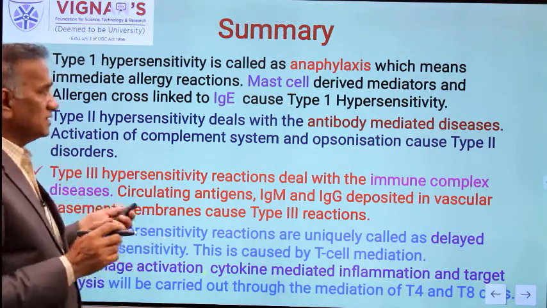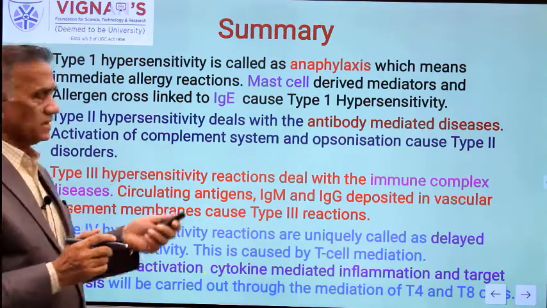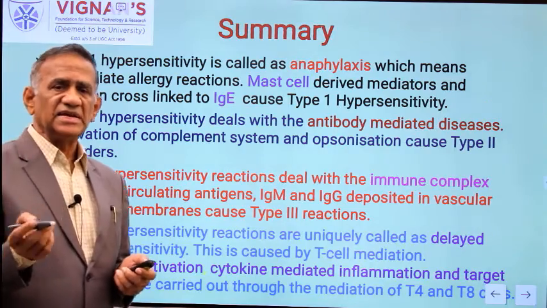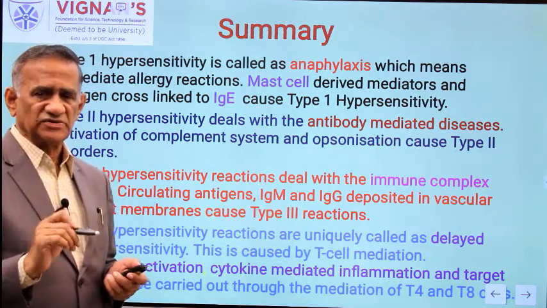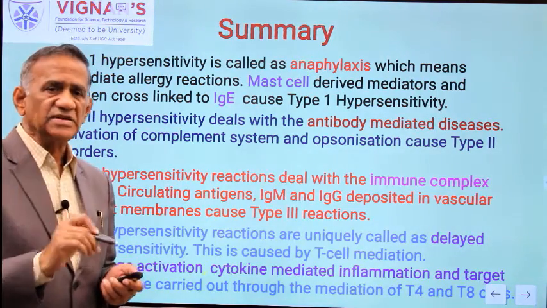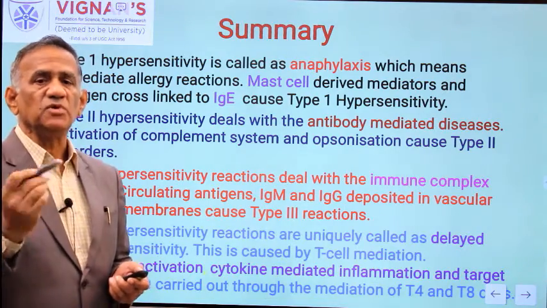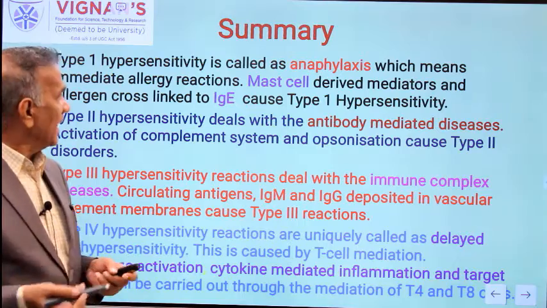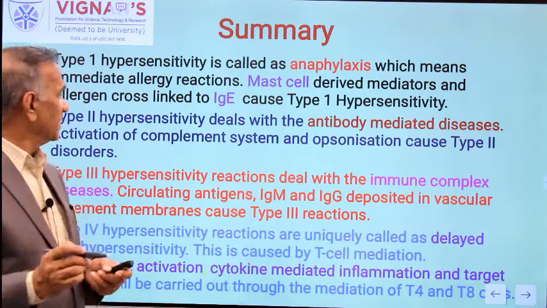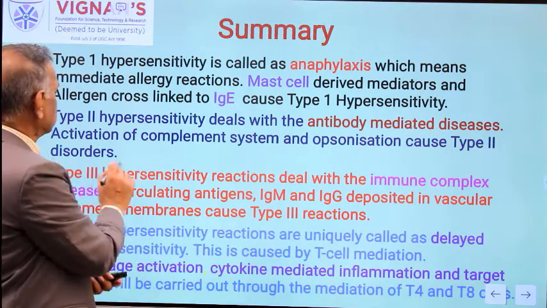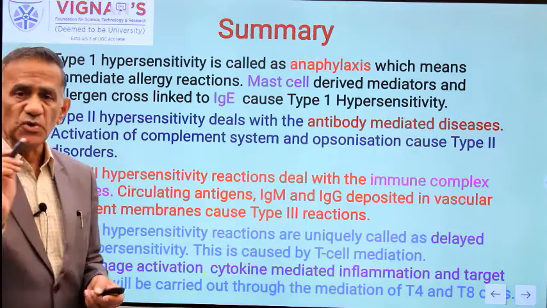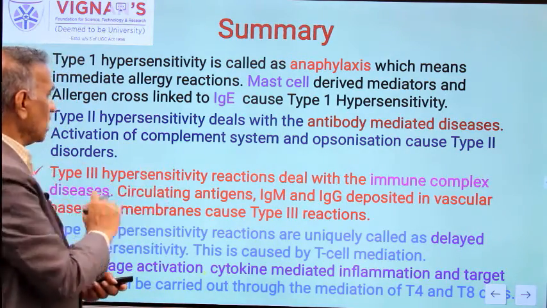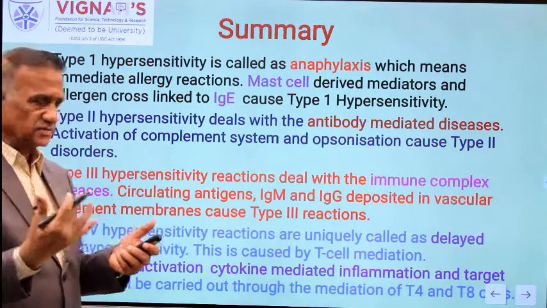Okay. So the allergen is linked to IgE. I told you what is allergen and what is antigen. Antigen causes a T-cell mediated immune response. Allergen causes a hypersensitivity immune response. Okay. Now, the second one, type 2 hypersensitivity, deals with antibody-mediated diseases. Okay. Type 3 hypersensitivity reactions deal with immune complex-mediated diseases. Particularly IgM is involved because IgM is a pentamer.